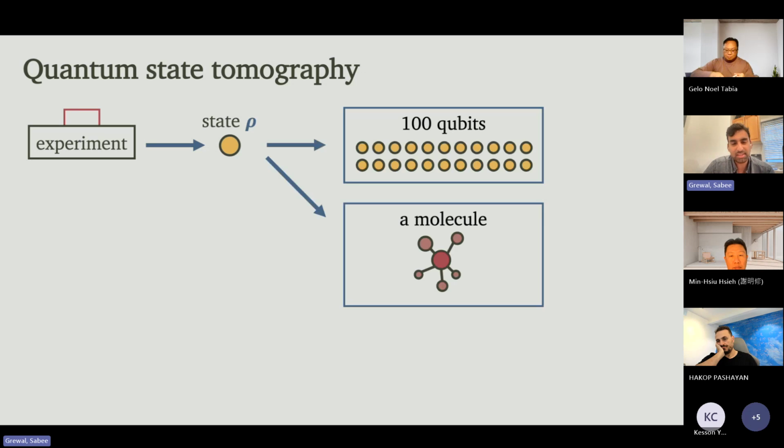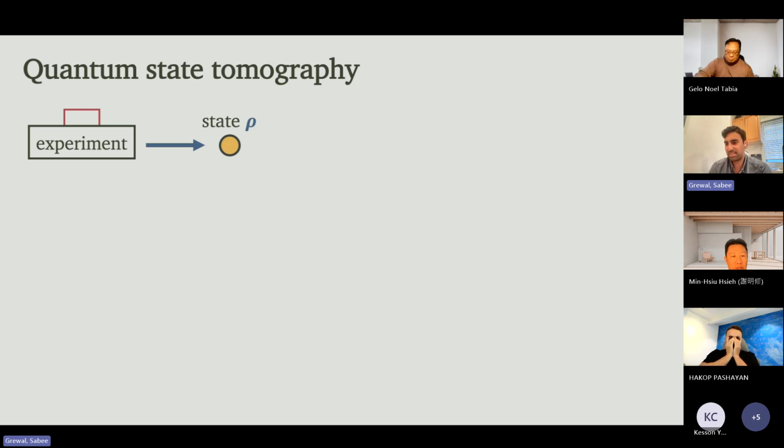You can think of this as a collection of a bunch of qubits, or as some encoding of a molecule or something like this. But the point is that we have this unknown state, and we want to learn what the state actually is. So this is just some quantum system sitting on a chip or in your lab, and you actually want the classical description of what the state actually is.